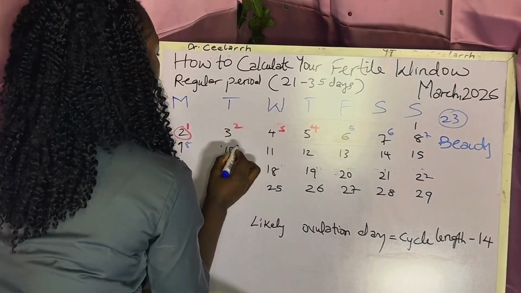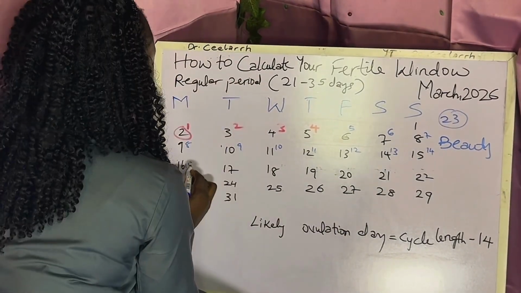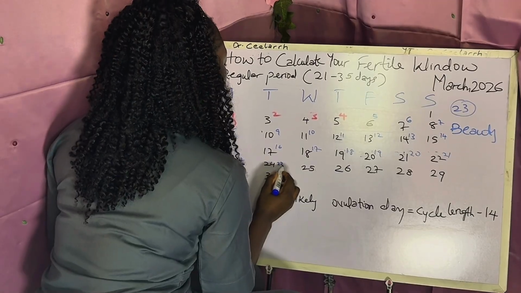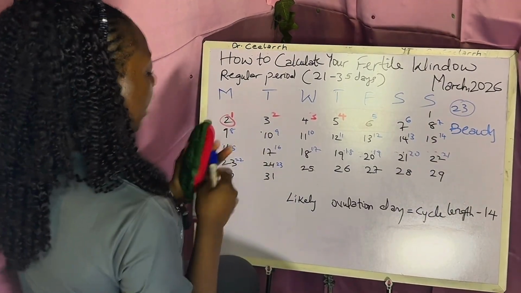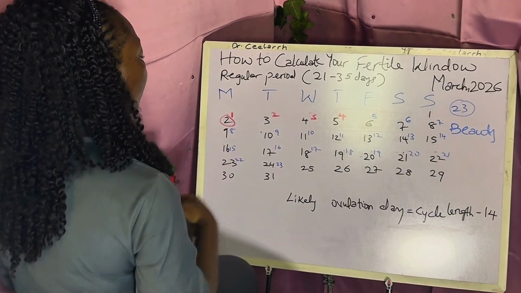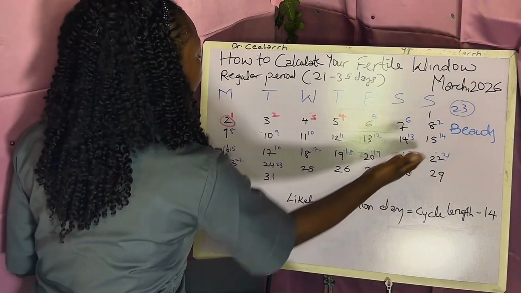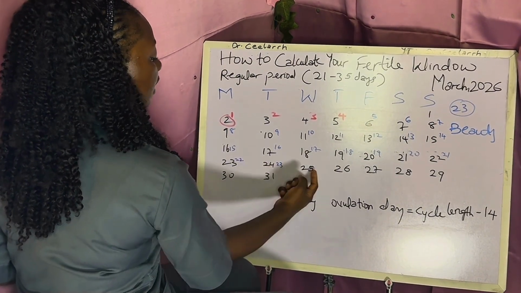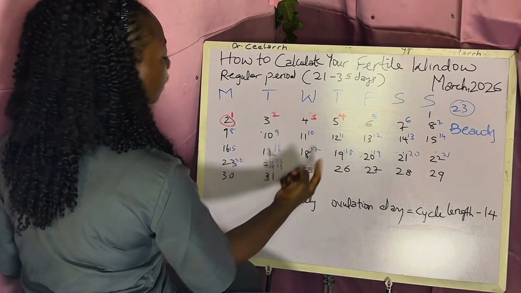5, 6, 7, 8, 9, 10, 11, 12, 13, 14, 15, 16, 17, 18, 19, 20, 21, 22, and 23. Are we good? So she bleeds for 4 days. She has a cycle length of 23 days. So her cycle length ends on this particular day. The beginning of the next cycle starts on this particular day.